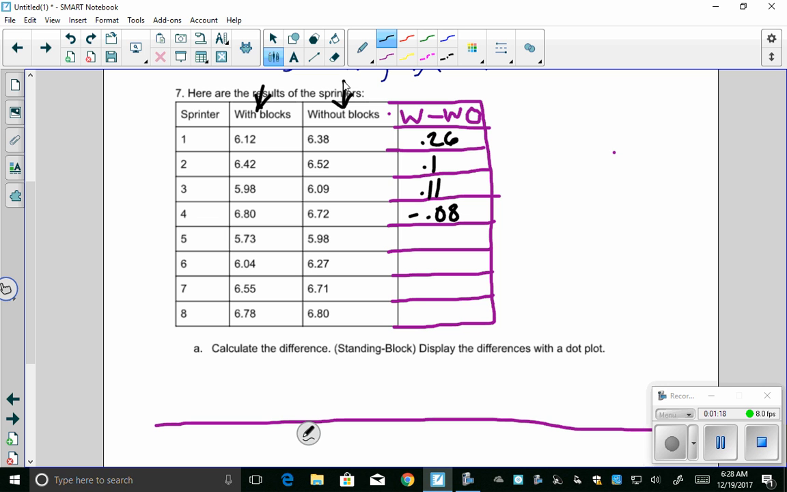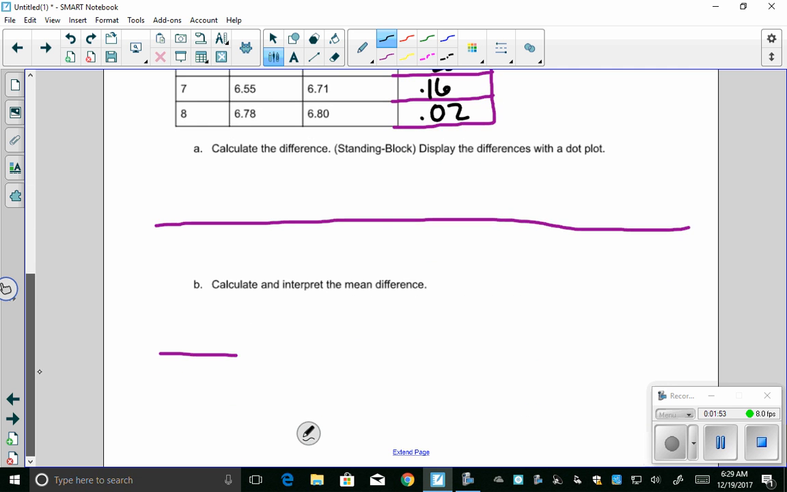5.98 minus 5.73, 0.25. 6.27 minus 6.04, 0.23. 6.71 minus 6.55, and I get 0.16. 6.8 minus 6.78, 0.02. Once I get my calculated differences, I then am asked to graph the differences using a dot plot.